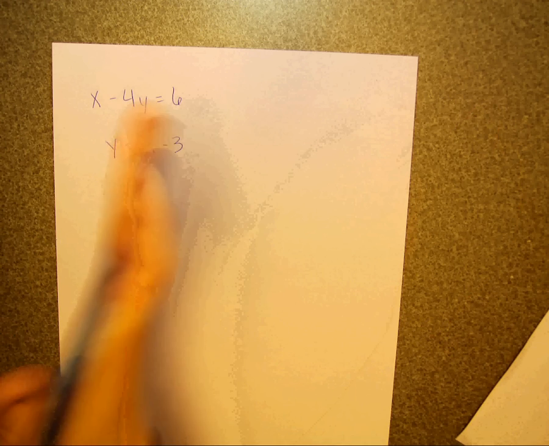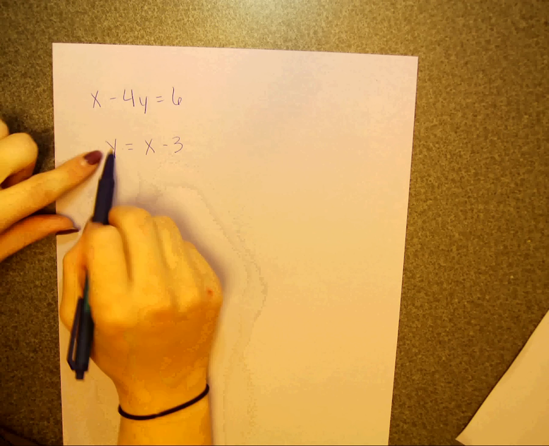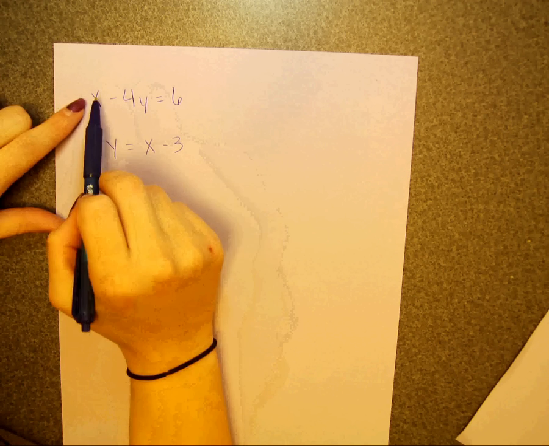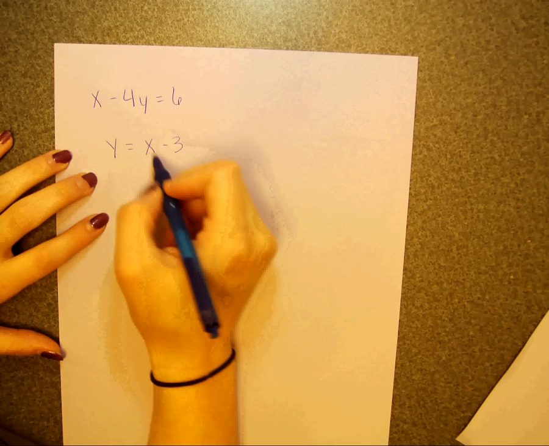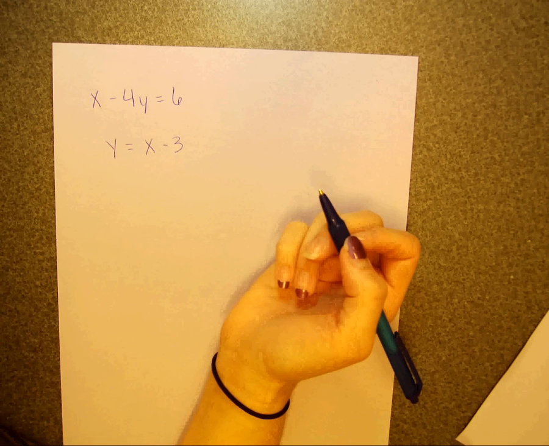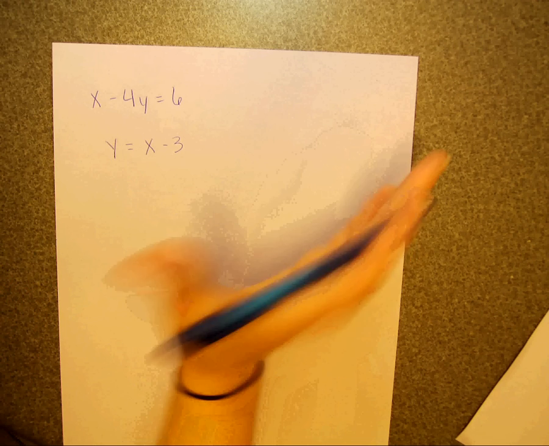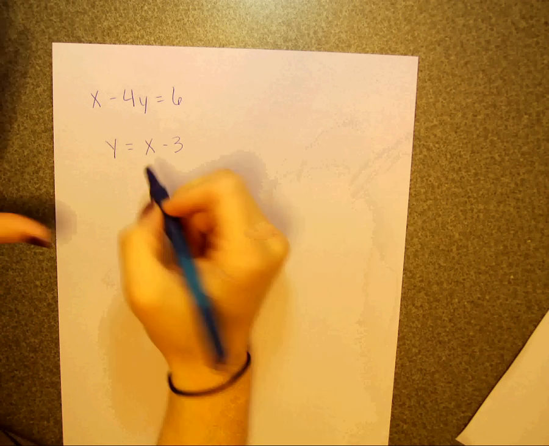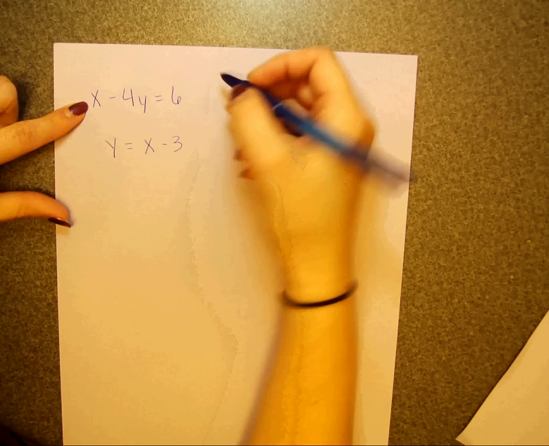So this one's already solved for y, so I'm just going to move, let's see, I guess I'll move this x to the left side. If you want to manipulate it in a different way, that's totally fine. However you see it, whichever way will be easier for you. But I'm going to move this x to the other side. And so this equation will stay the same, x minus 4y equals 6.